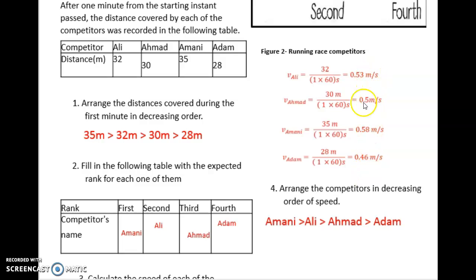So for Ali 0.53, for Ahmad 0.5, 0.58 for Amani, and 0.46 for Adam. It's necessary that we take more than one digit after the decimal point because they're almost close to each other, so that we are able to compare them. Now arrange the competitors in decreasing order of speed. So the highest speed is for Amani, 0.58 meters per second, then comes 0.53, then 0.5, and finally 0.46 for Adam.